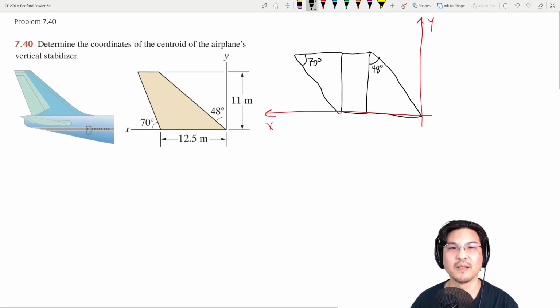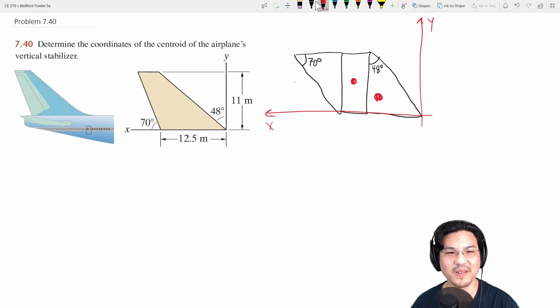And then the location of the centroids for the rectangle is just right in the middle. For this triangle on the right, it's kind of right over here, where this is 1/3 of the way this way, and then 2/3 of the way this way. And then for the triangle on the left, the centroid is right here, where this is 1/3 over here, and this is 2/3 over here.